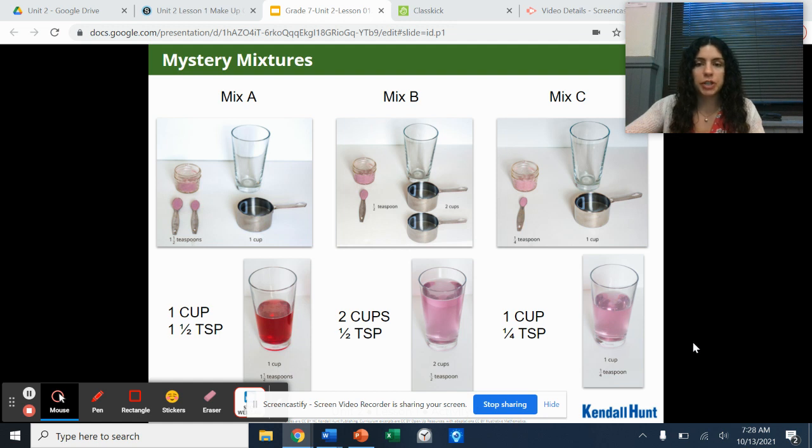Okay, so here are our mixtures A, B, and C, and here are the cups of liquid that they produced: mixture A, mixture B, and mixture C. Now notice that mixture A made a much larger drink mix, and it's going to taste quite a bit stronger. Here's why.